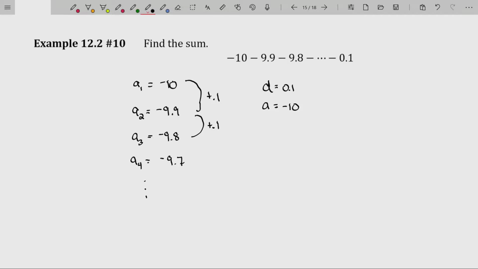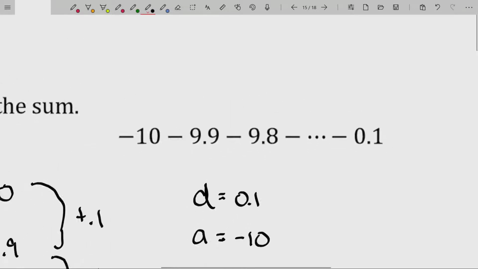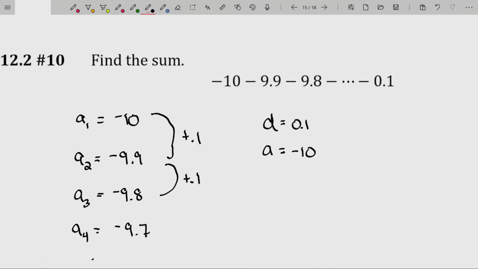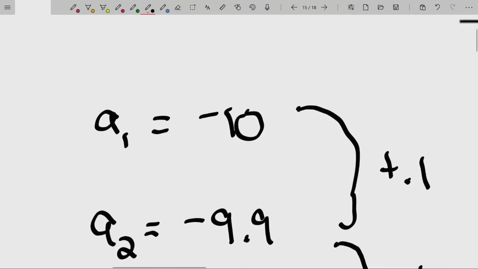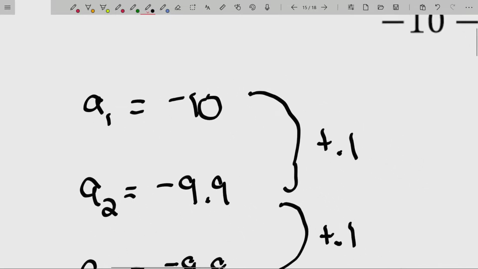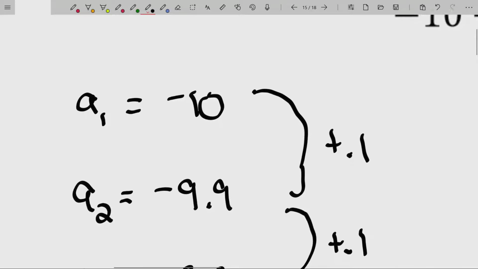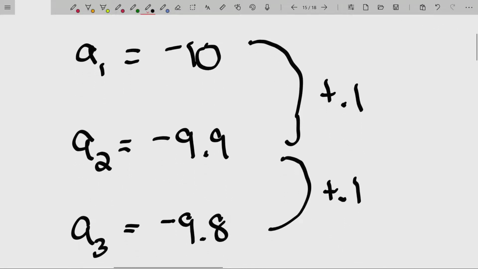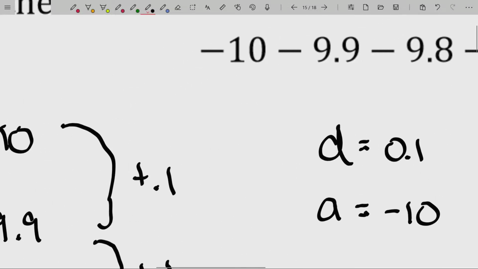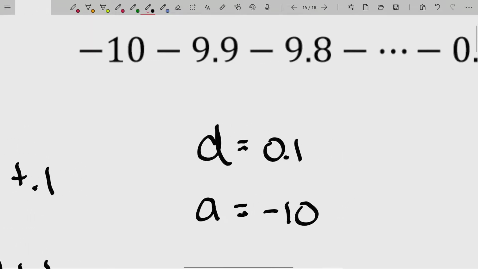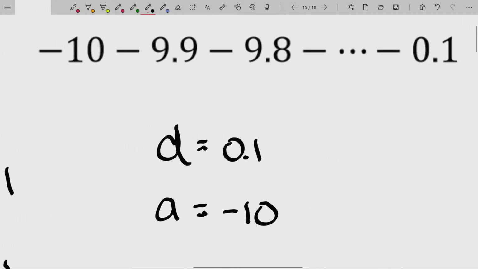It's not actually a sequence of numbers, by the way, but when you write it out term by term, like I did here, it is actually a sequence of numbers that I want to add up. I want negative 10 plus negative 9.9 plus negative 9.8. That's really what I want here. I want to add up all those numbers all the way down to negative 0.1.